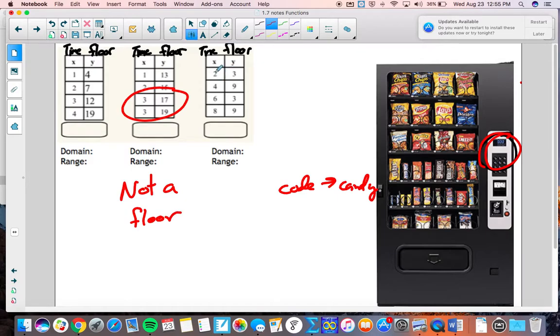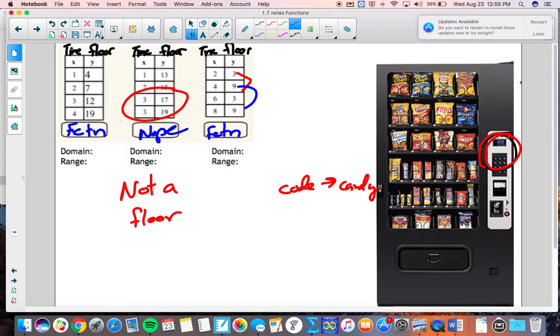Let's try the last one. 2nd hour, I'm on 3rd floor. 4th hour, I'm on 9th floor. 6th hour, I'm on 3rd floor. 8th hour, I'm on 9th floor. Is it okay that I'm on 3rd floor for 2 different periods? Is it okay that I'm on 9th floor for 2 different periods? You bet. Yes, it is. So this is a function. You can abbreviate function as FCTN. This is also FCTN. Nope, not a function.